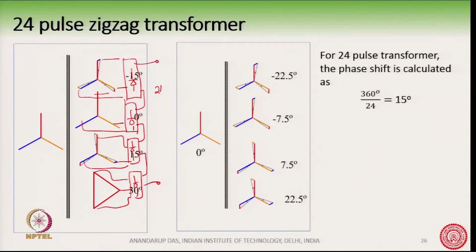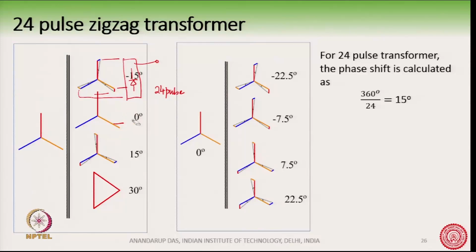So that we get 24 pulse voltage output here. Each rectifier gives 6 pulse and 4 rectifiers will give us 24 pulse rectifier output. And so, what will be the phase shift angle? What will be the phase shift angle? The phase shift angle will be 15 degrees.